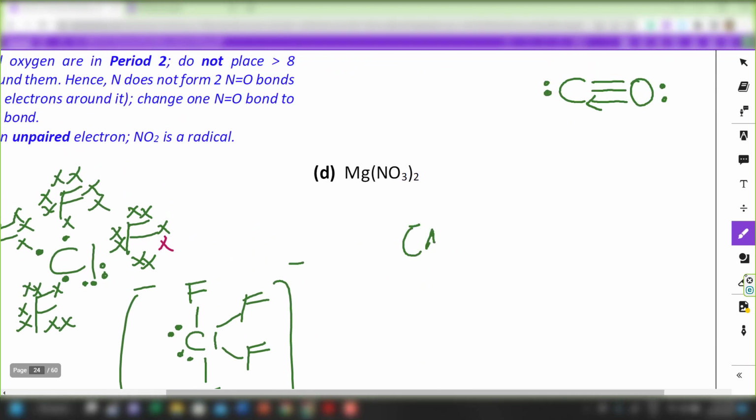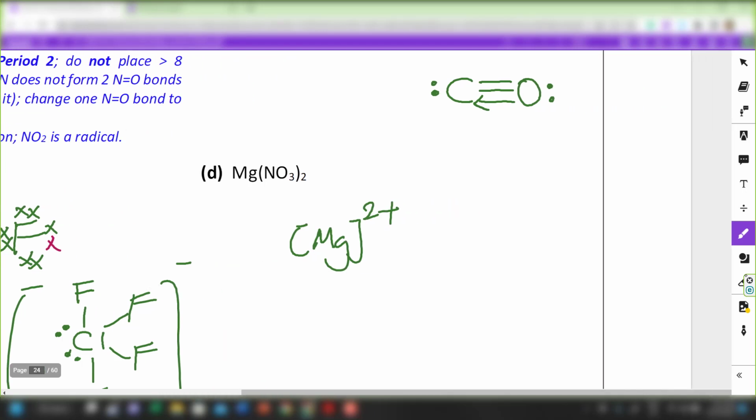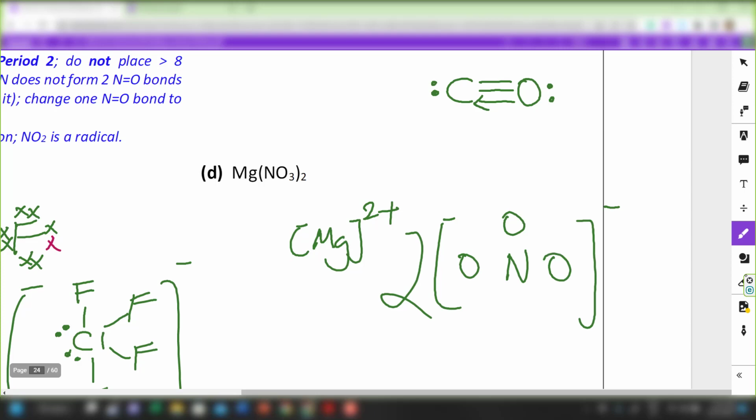So magnesium nitrate again, Mg2+, not very inspiring, just put that in. And then of course for nitrates, we have overall minus charge. Okay, so we have 2 of this. Yeah, so again, nitrogen center, oxygen, oxygen, oxygen. So we try to do the same thing. We try to satisfy the oxygen.